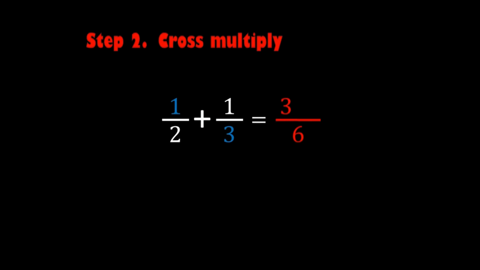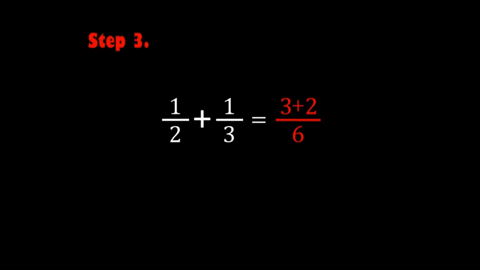Now, let us multiply the denominator of the first fraction and the numerator of the second fraction. 2 multiplied by 1 is equal to 2. Since addition ang ating operation, maglalagay tayo ng plus sign sa gitna ng 3 and 2. Now, let's move on to our step 3.